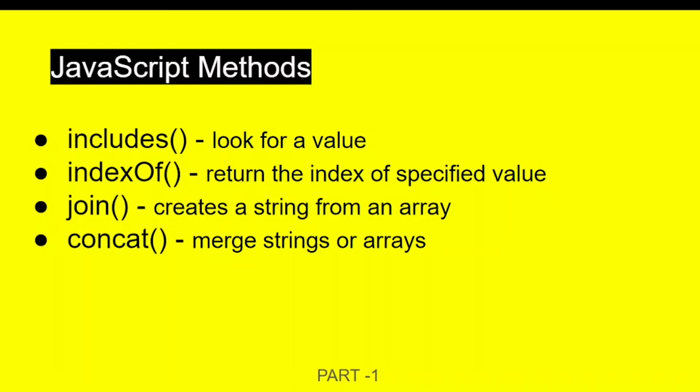The indexOf method returns the index within the calling string object of the first occurrence of the specified value. If the value is not found, it returns -1. The next method is the join method. The join method creates and returns a new string by concatenating all of the elements in an array. We will look at some examples in the end. The next method is the concat method. The concat method concatenates the string argument to the calling string and returns a new string.